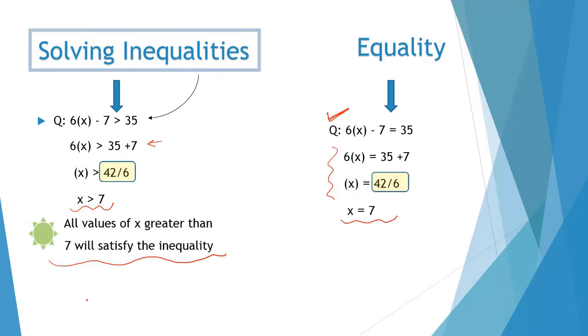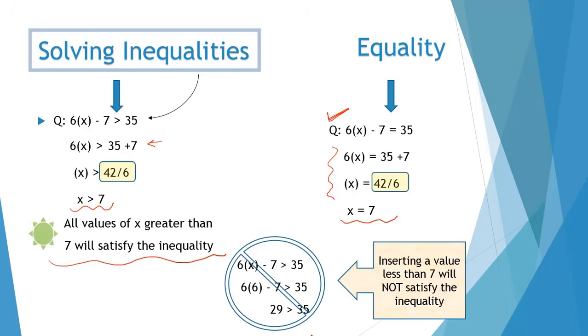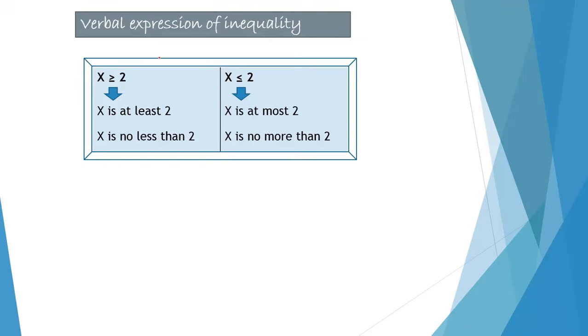If you insert any value that is less than 7, then left hand side won't be greater than 35, making this numerical statement wrong. You should also know how these inequalities are expressed verbally. Greater and equal to sign can be written as x is at least 2. It is implied that x is greater than 2 and the least possible value is 2. X is not less than 2, but it can be 2.